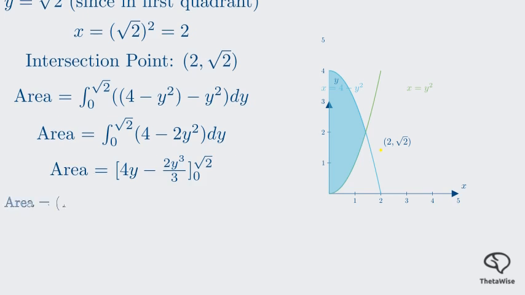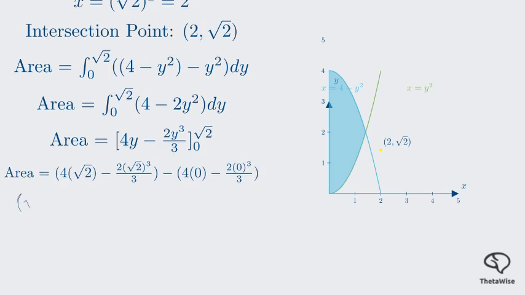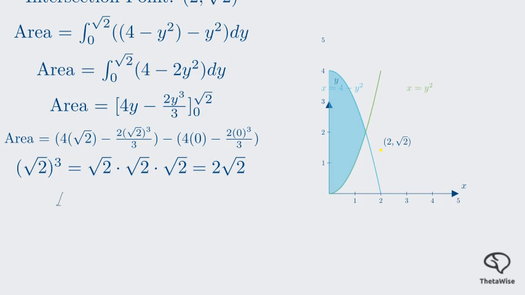Substituting square root of 2 gives 4 times square root of 2 minus 2 times square root of 2 cubed, all over 3. Plugging in 0 gives 0. Let's simplify the term square root of 2 cubed. Square root of 2 cubed is the square root of 2 times the square root of 2 times the square root of 2, which equals 2 times the square root of 2. So we have 2 times that, which is 4 times the square root of 2. Our expression for the area becomes 4 square root of 2 minus 4 square root of 2 over 3.